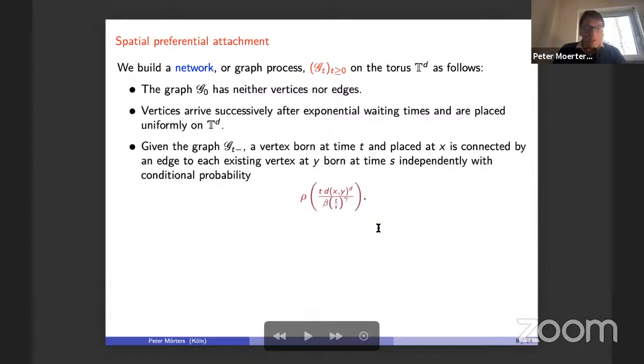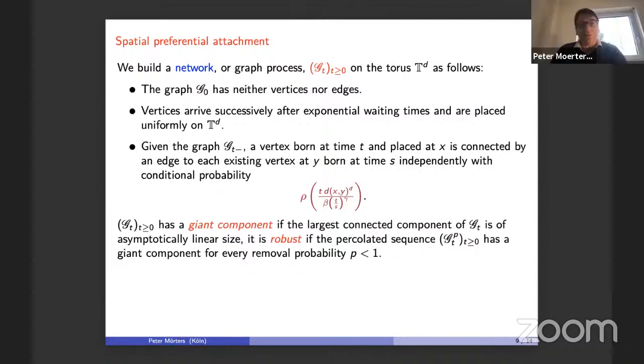This conditional probability is natural in the sense that this is more or less the only choice where the spatial effect does not dominate the preferential attachment effect, or vice versa. And this scaling is chosen such that both the dependence of the connection probability on the distance and the dependence on the degree, or the expected degree, are genuine and sort of on the same scale.